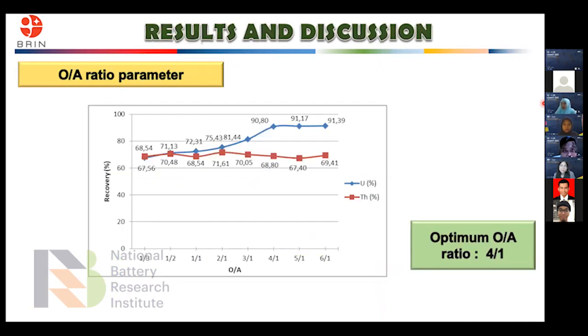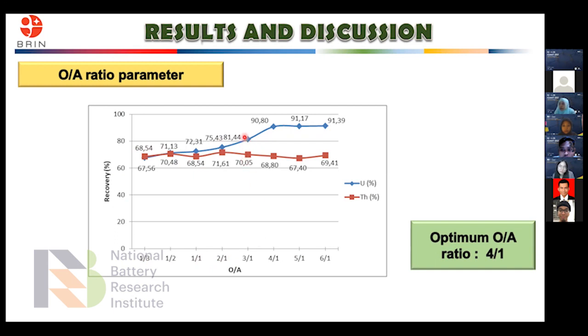The result for the O/A ratio parameter. From this figure, it can be seen that the greater the ratio of O/A, the more the extracted uranium increases. From the ratio 1/3 until 2/1, the extracted uranium increased but not significantly, which was in the range of 68 to 75%.